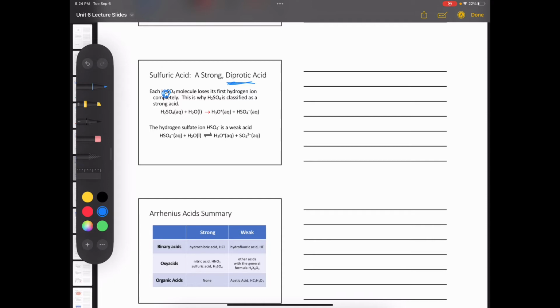So the first dissociation happens completely without any reversible reaction. Okay, the arrow points only one side, from the reactants to the product. That's why it's considered a strong acid. Okay.